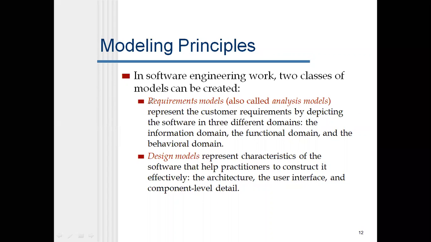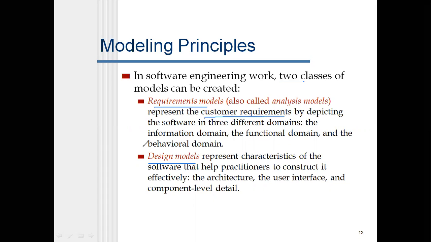In today's class, we are going to discuss modeling principles. In software engineering, two classes of models can be created. So, modeling principles can be divided into two classes. Okay, first one is requirements models, second one is design models. Coming to the first one, requirements model, this is about customer requirements.